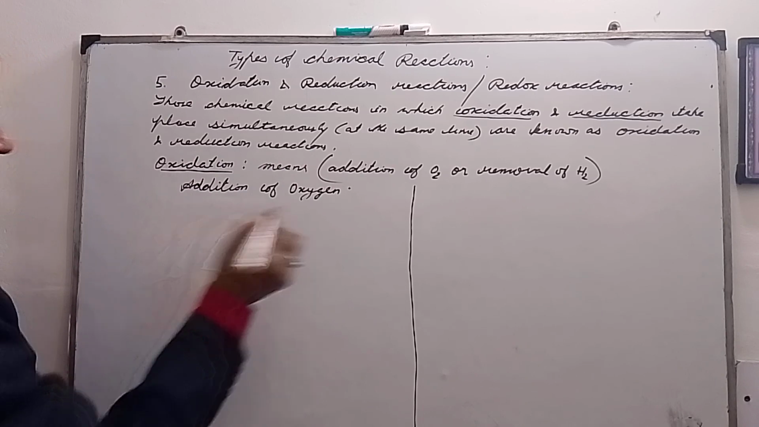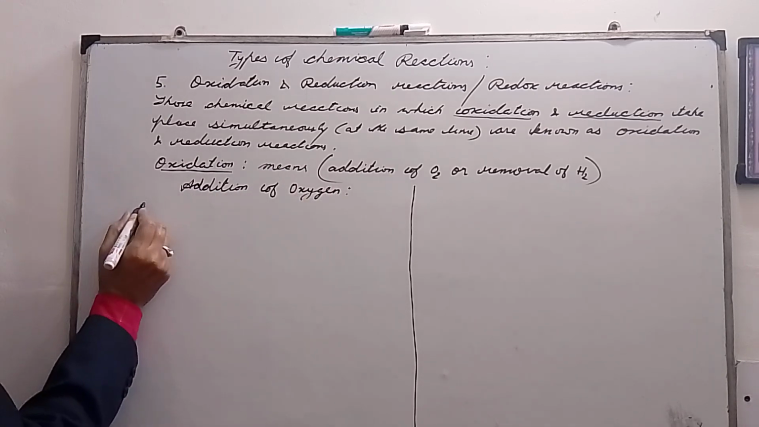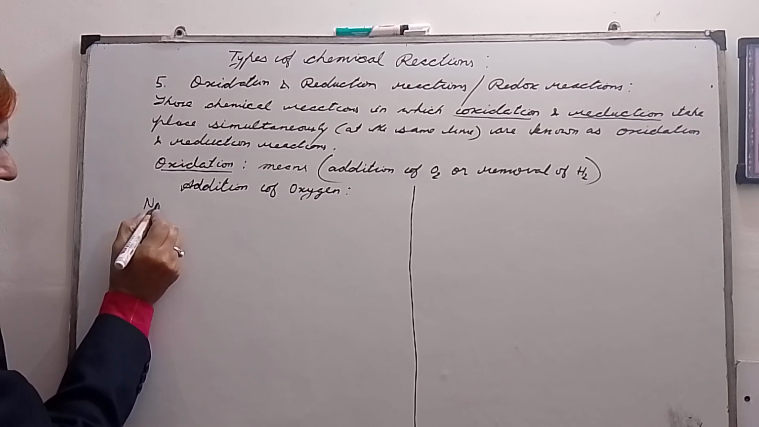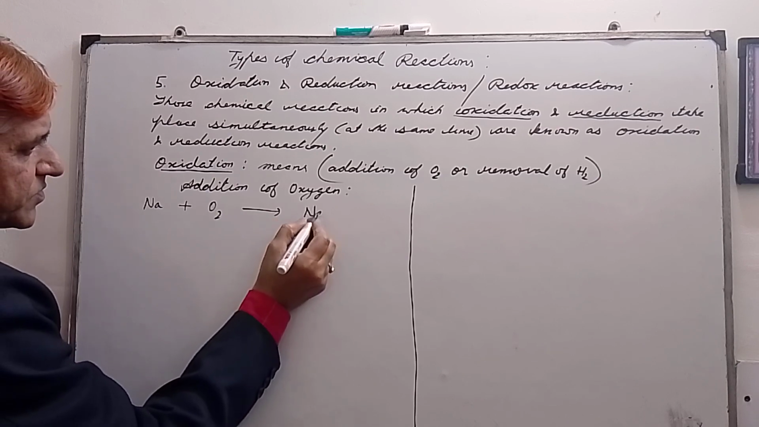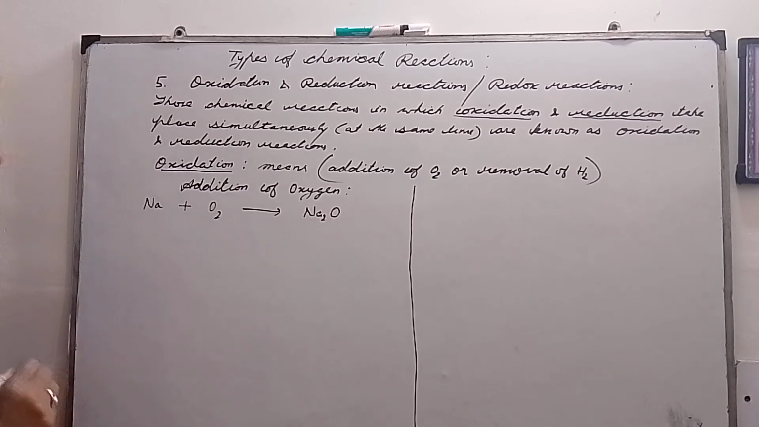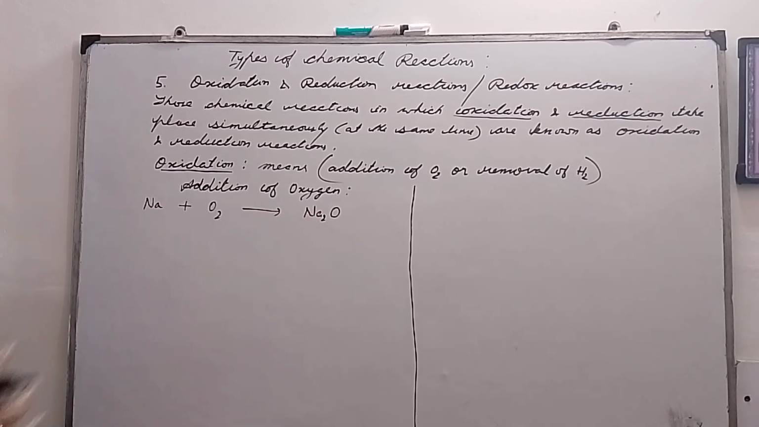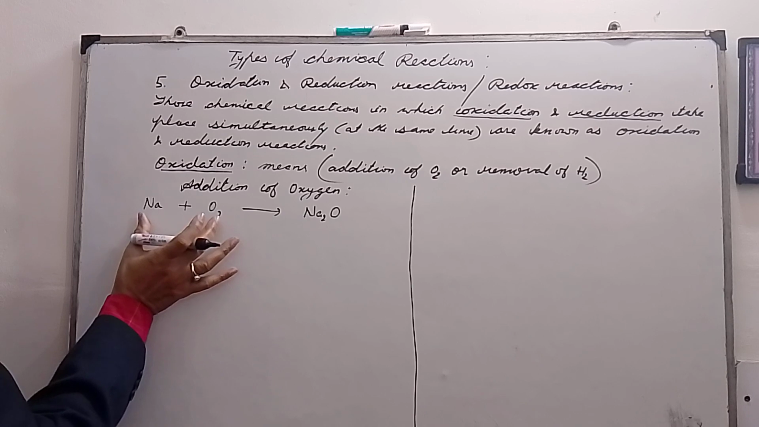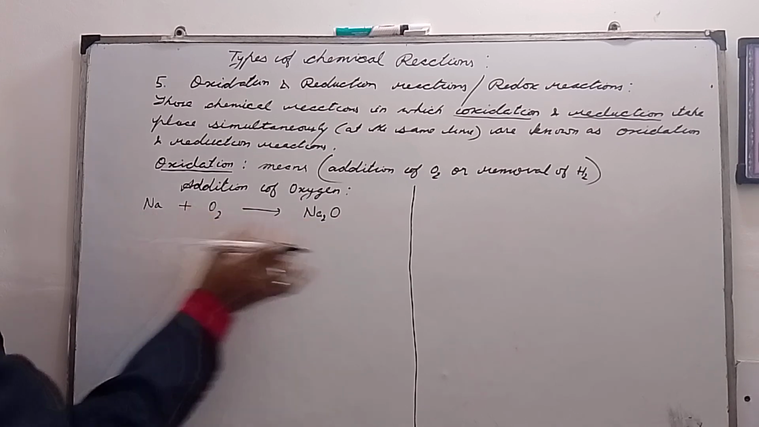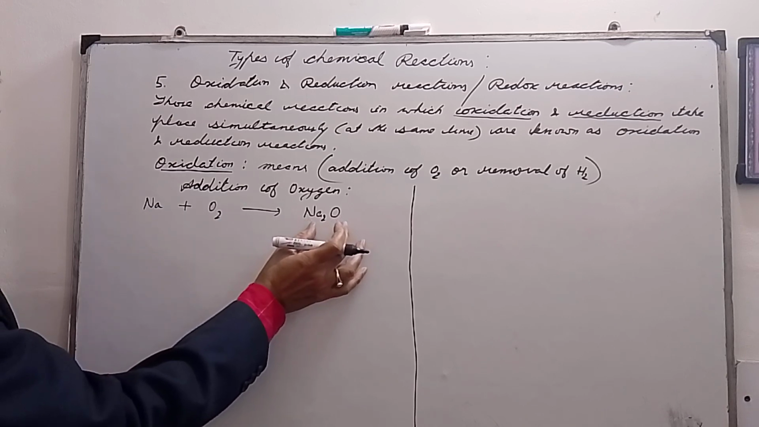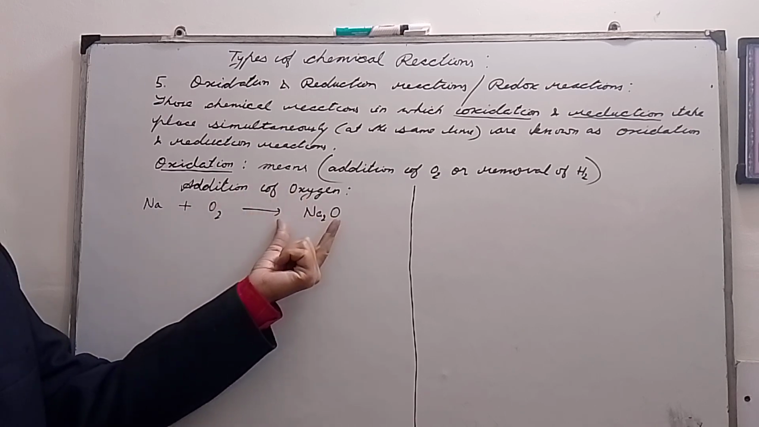Oxygen. Let's understand this through some examples. For example, sodium plus oxygen is equal to sodium oxide. Sodium plus oxygen is equal to sodium oxide. Now, my dear students, here there is addition of oxygen and we are getting sodium oxide. So addition of oxygen, so this is actually oxidation.